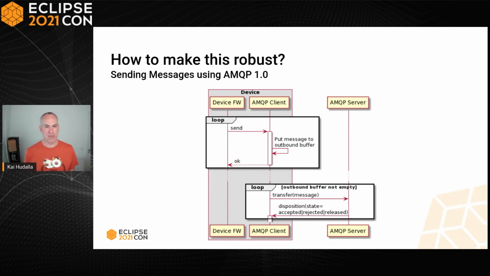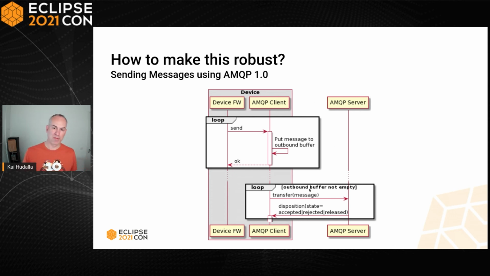When sending a message using your application layer protocol, what often happens in client libraries is that you have a local method that you can invoke to send a message. Your client has an outbound message buffer to which it appends the message being sent and simply returns with a success for your invoking code. Then asynchronously in the background, the client tries to transfer the message to the server. Depending on the outcome, the transfer has been successful or not. It has been accepted, rejected, or released, at least in the AMQP case.